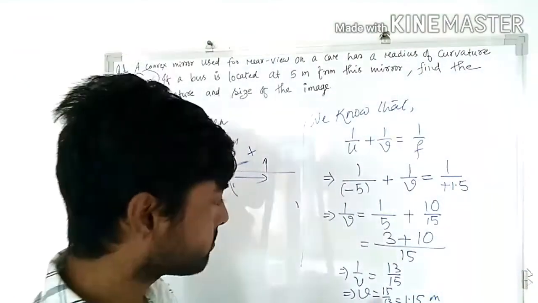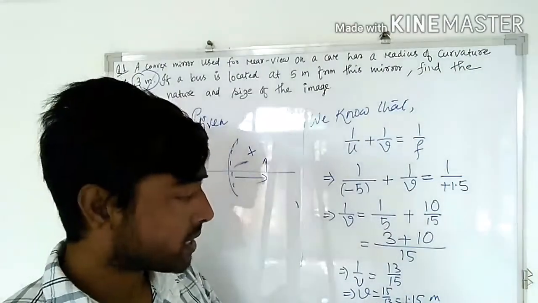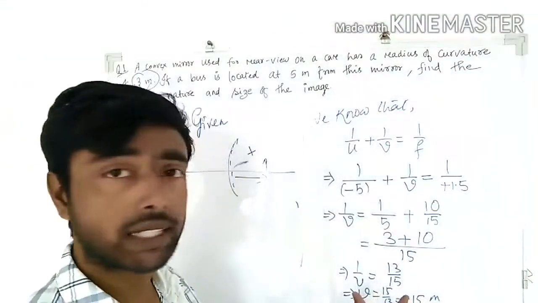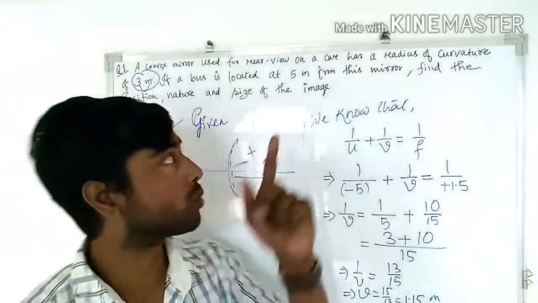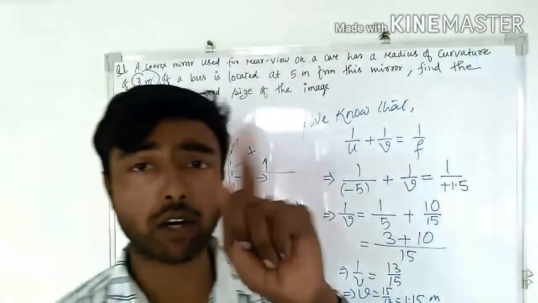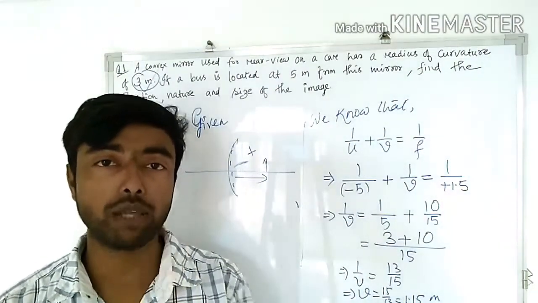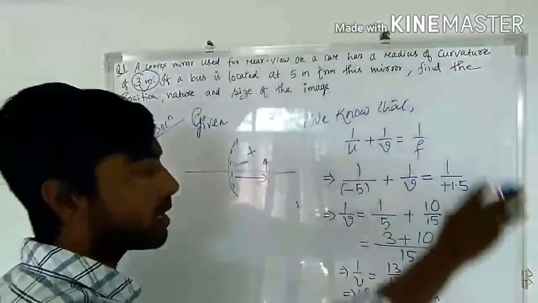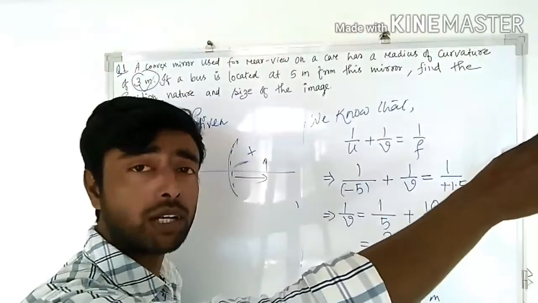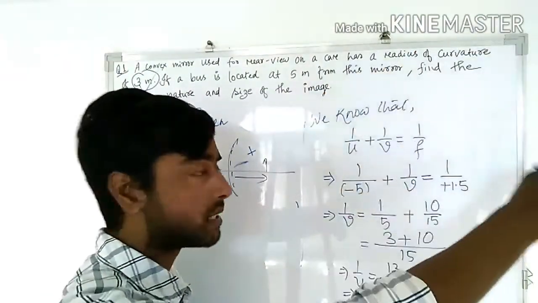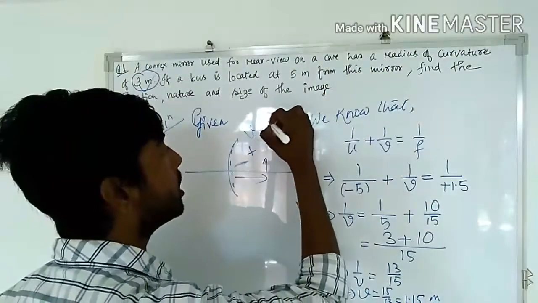Now you see, this is coming positive. You have to understand this. Why is it coming positive? Because this is a convex mirror, and a convex mirror always forms a virtual image, and a virtual image always forms behind the mirror. Behind the mirror means towards right. That's why the V value should come positive.